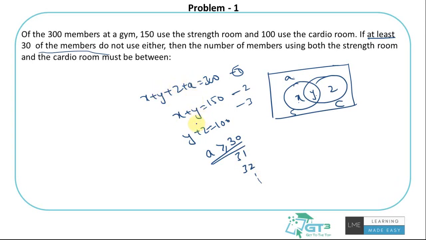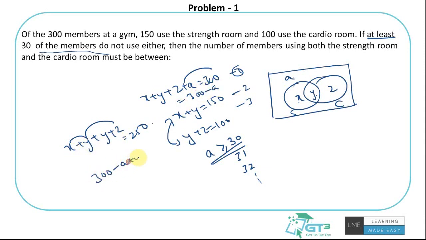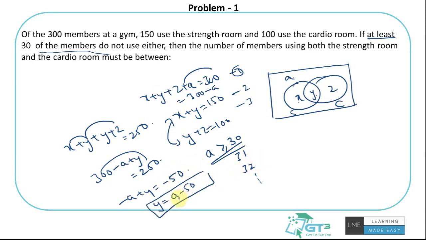So let's try to do the same thing. I'll add these two. What do I get? X plus Y plus Z is equal to 250. X plus Y Z is, A goes this side, so it is 300 minus A. So I'll replace this here. 300 minus A plus Y is equal to 250. So this goes this side. Minus A plus Y is equal to minus 50 is what I'm getting. So this is what I got as an equation. Y should be A minus 50.